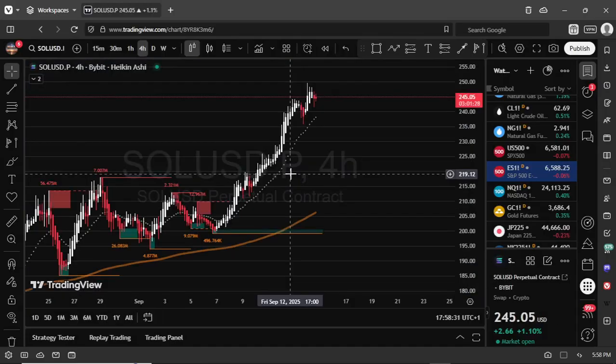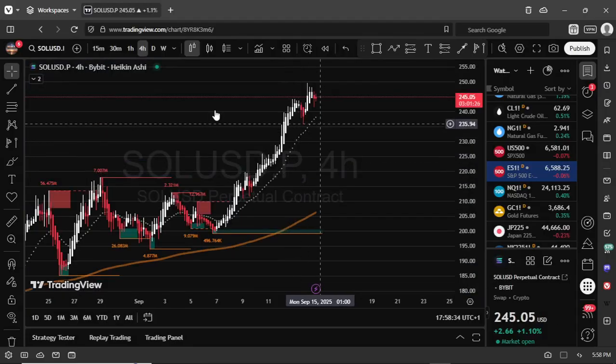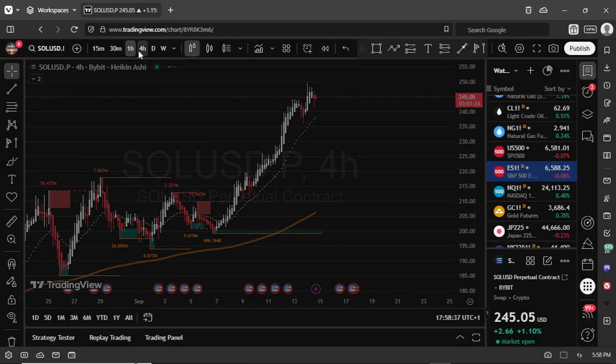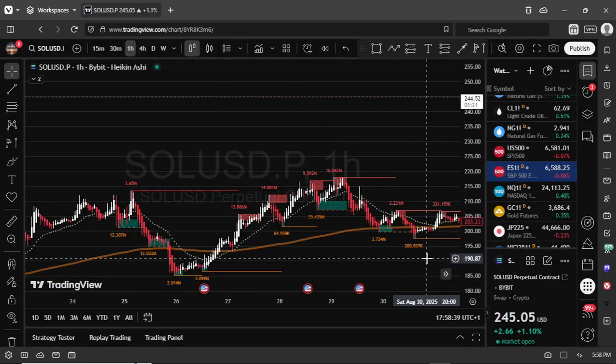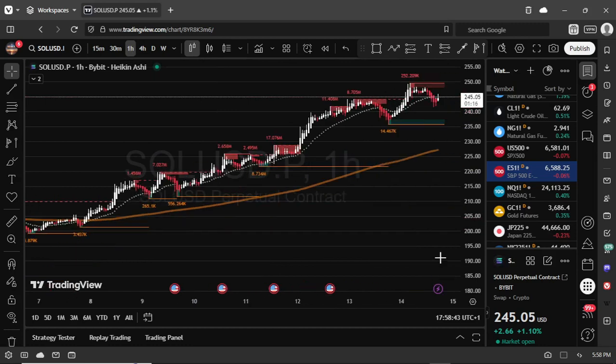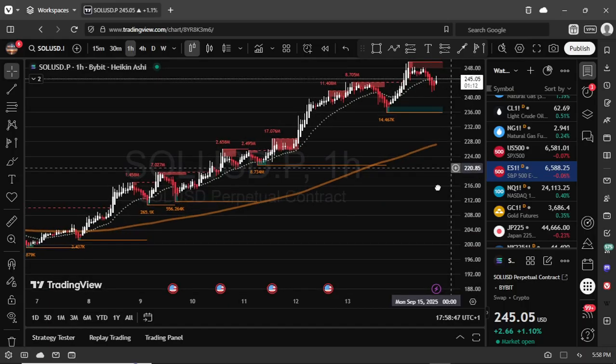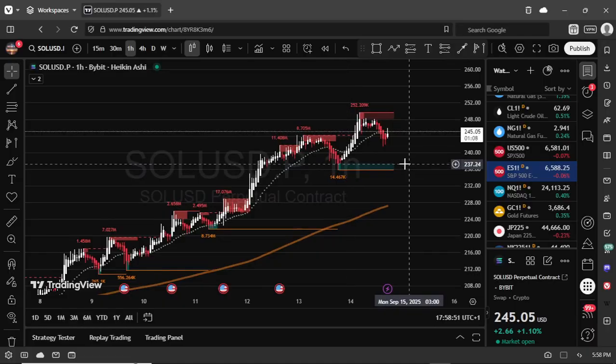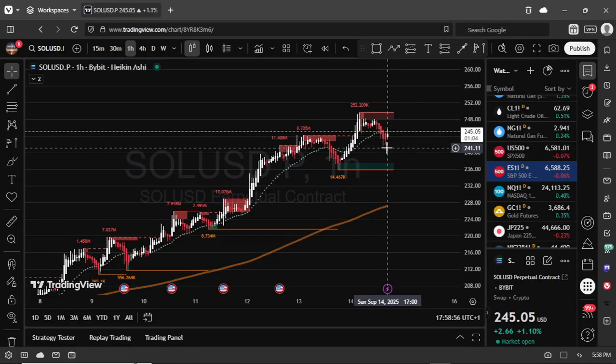Okay, this is the 4 hour. Let me look at it on the 1 hour. Yeah, so it's way high. So possibly there's going to be a retracement. Look at that. You see? So it's likely going to be a minor retracement before going up, because there's still balance here. This was that zone, 241.